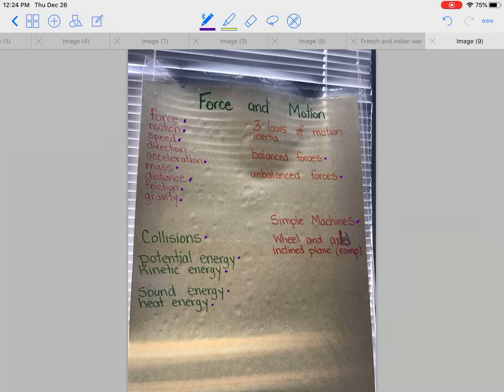The other simple machine that we use a lot is the incline plane, which is our ramp. So it just spreads the force out to make it easier to move.